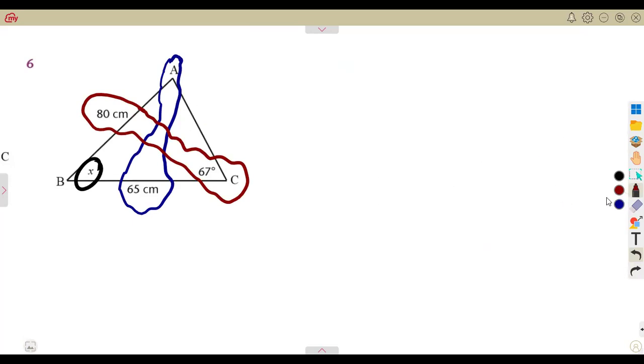So remember, your sine rule does not change. So meaning to say, the sine of the angle that we want to calculate at A over its corresponding side is equal to the sine of the angle that we are given, also 67 degrees, over the corresponding side of 80.